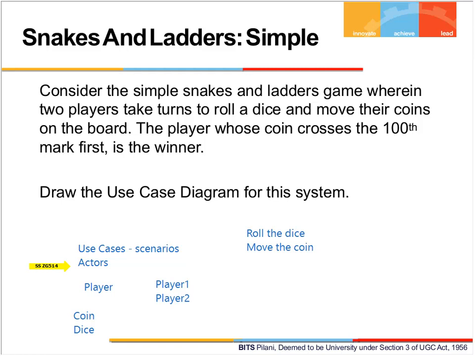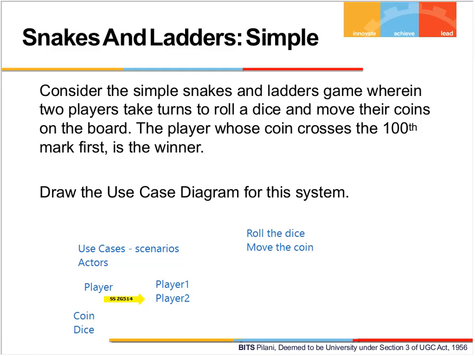Which are the actors, right? There is only one actor in this case, which is a player. We will not say that player 1 and player 2 are 2 actors. There is only one actor. Player 1 and player 2 will be 2 instances of my actor, which would exist at the time of implementation, and this can take any number. So there might be 2 players, 3 players, 4 players. But currently, there is only one actor, which is a player.